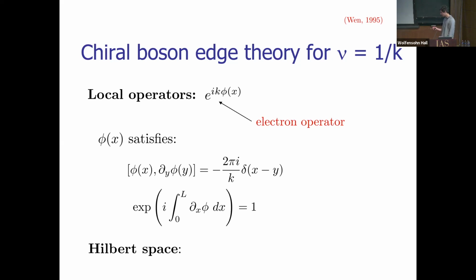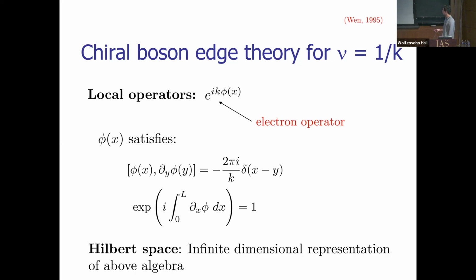In particular, one way to define the Hilbert space is to just say it's a representation. There's basically a unique irreducible representation of this algebra. It's infinite dimensional. That's the Hilbert space. So the edge theory is completely described by this set of local operators and this algebra, and the Hilbert space is the representation of this algebra. Okay, so this is a very useful and very famous edge theory. One thing to keep in mind, maybe it should be obvious, is that it's a description involving a continuum field, and it has an infinite dimensional Hilbert space.